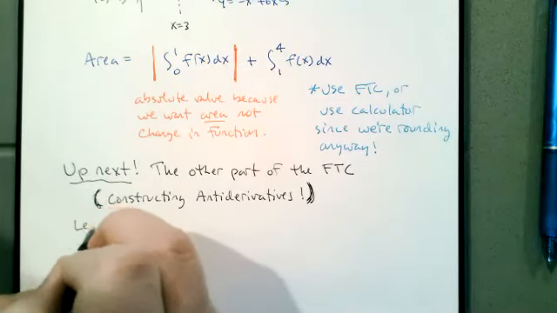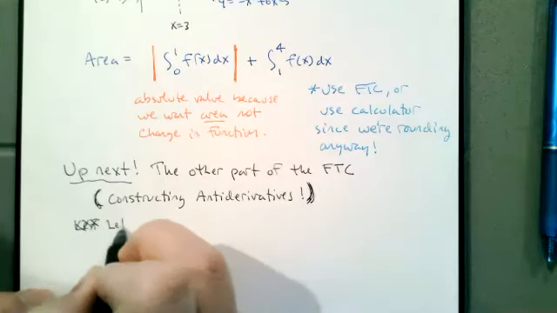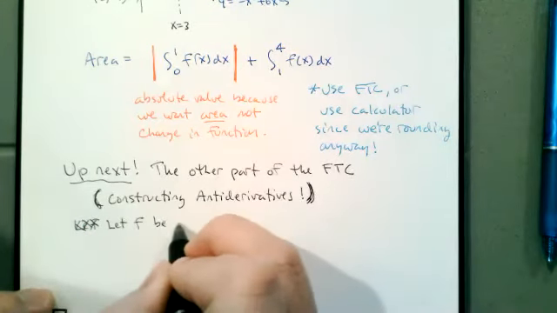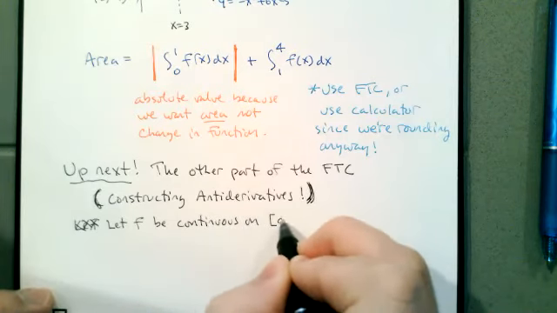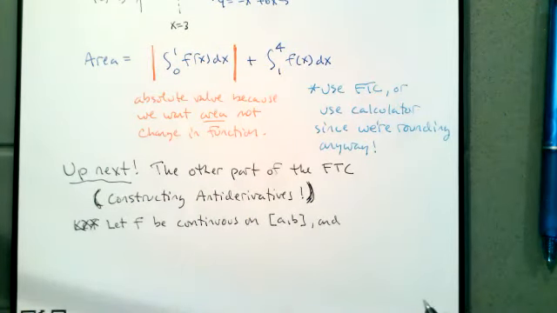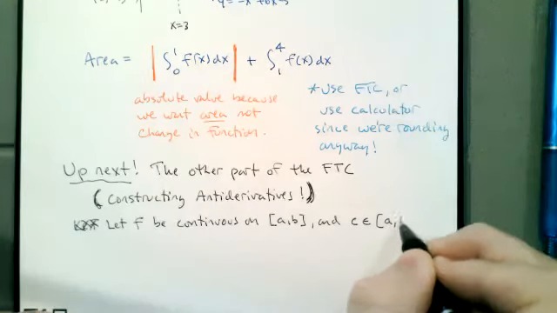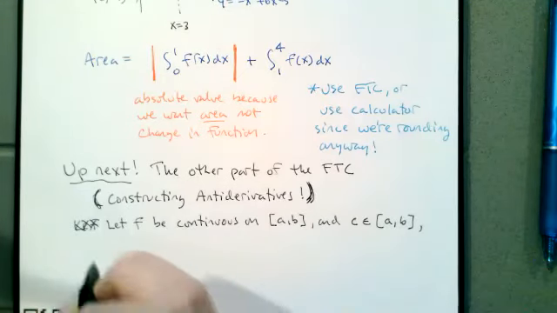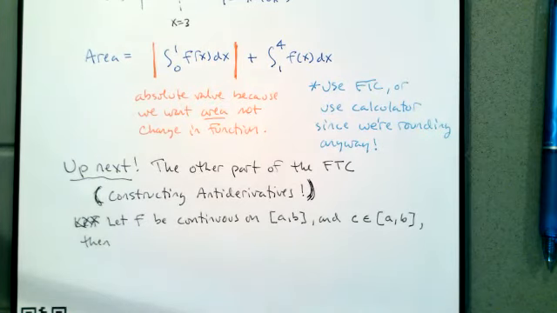Let f of x, oh, I spelled let wrong. Let f of x be continuous on a closed interval from a to b. We also need any value from a to b, so let c be some real number between a and b. Then, so I have a continuous function on a closed interval and some value from that interval. Here's the actual statement, the claim that we are making.